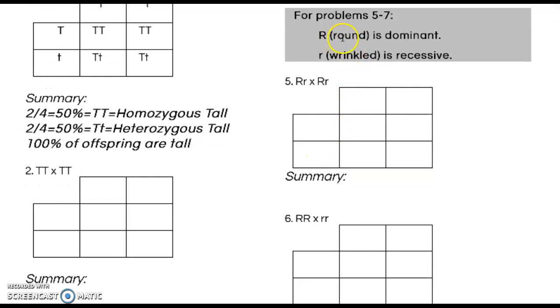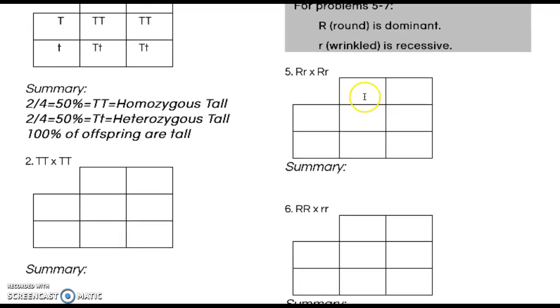This one is saying that round is dominant. So big R we're going to call dominant, and we're going to say it's round. Little r is going to be wrinkled. So here we're talking about P's, and here the genotypes are already given to us. So capital R, capital R, little r. Okay, I just moved these here and these there. Then you're going to cross them, right? Just the way I taught you. Right, there you go.